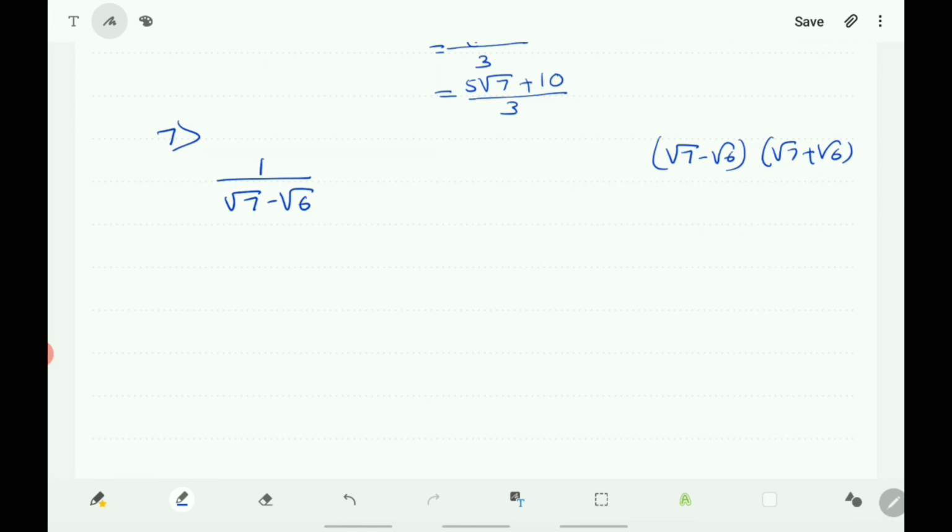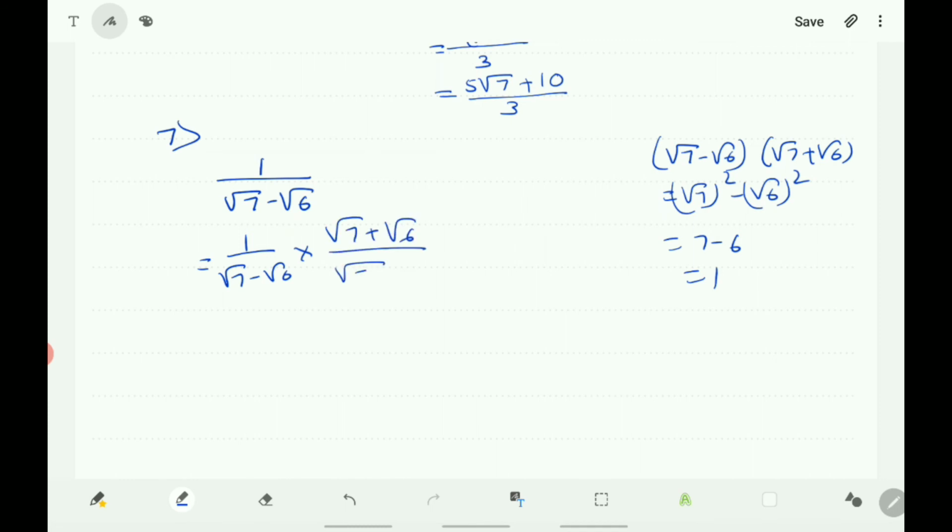And you know that it becomes root 7 the whole square is 7, root 6 the whole square is 6, that is root 7 the whole square minus root 6 the whole square, that is 7 minus 6 is equals to 1. So you multiply 1 by root 7 minus root 6 by root 7 plus root 6 by root 7 plus root 6. Multiply both numerator and denominator by root 7 plus root 6.